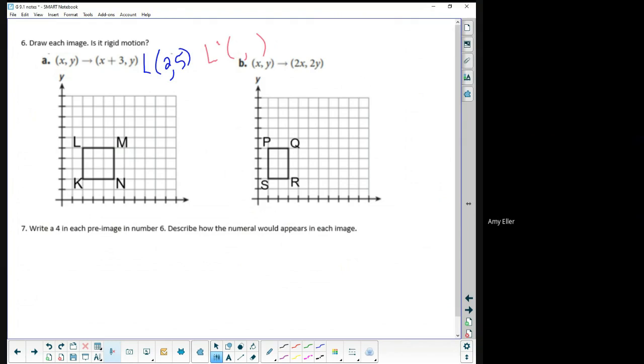Here's what we're going to do to it. We are going to take our x and add 3. Our current x is 2. Add 3, we get 5. Now take the y value and don't change it at all. Just keep it y. So it's 5. It stays 5. Please plot that point, (5, 5), and label it L prime.